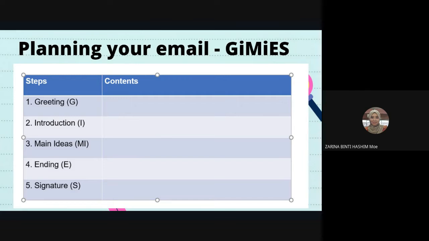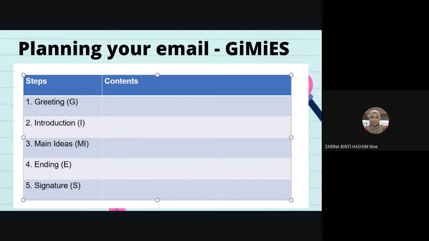Let's look at what this acronym stands for. For an email, we are not going to put that into paragraphs, but we put that into steps. You can write in the form of paragraphs, or you can just write in one paragraph, but you are following the steps. The steps are very important because you will not miss out on the requirements for an email.